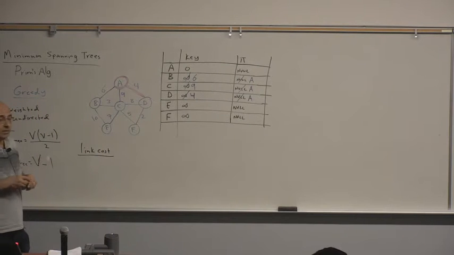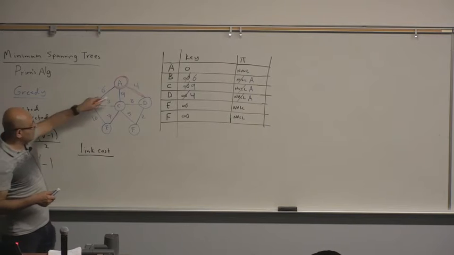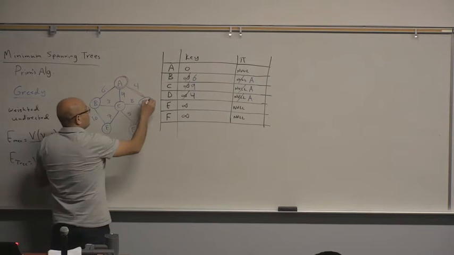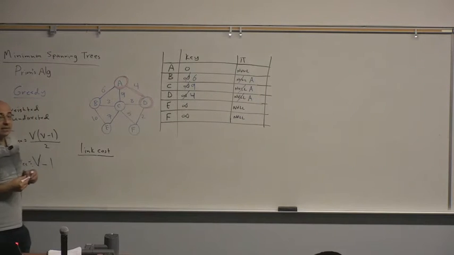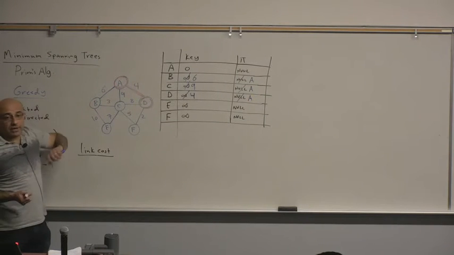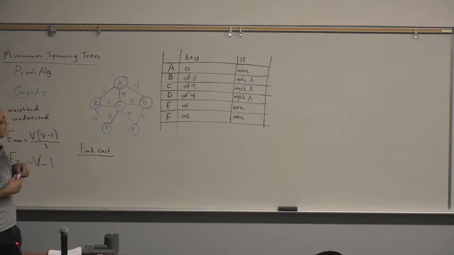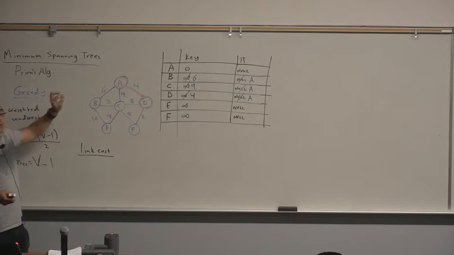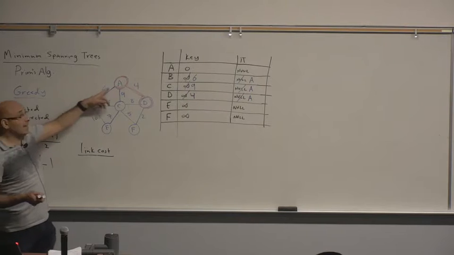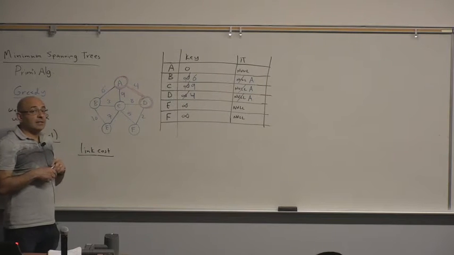That's my greedy choice. And I will connect now. I will have a network now that has A and D both connected. Now, do you have any doubt that this is the minimum spanning tree that includes A and one of its neighbors? Or in fact, that includes A and any other vertex?